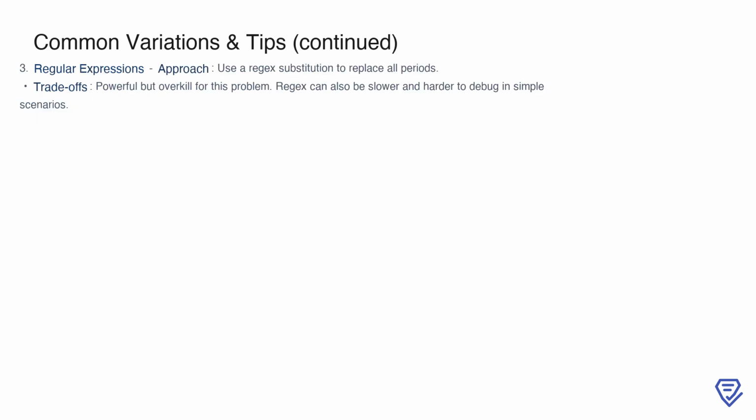Finally, you could use regular expressions to solve this problem. With a regex substitution, you can replace all occurrences of periods in the string. While this approach is powerful and can handle more complex scenarios, it's generally overkill for this particular problem. Regular expressions tend to be slower and harder to debug, especially in cases where a simpler solution would suffice. For defanging an IP address, the simplicity of direct iteration or string replacement methods is usually the best choice.